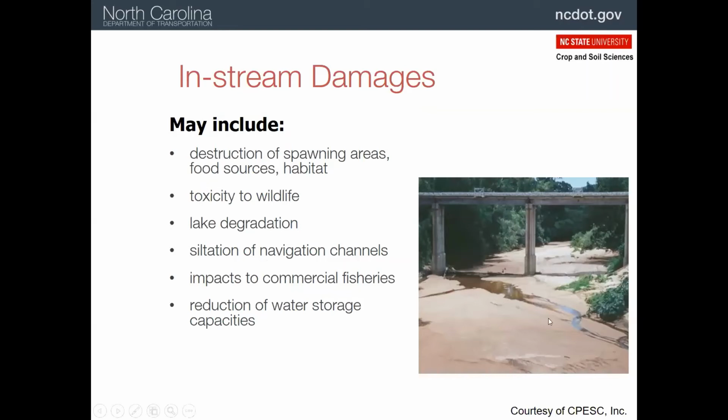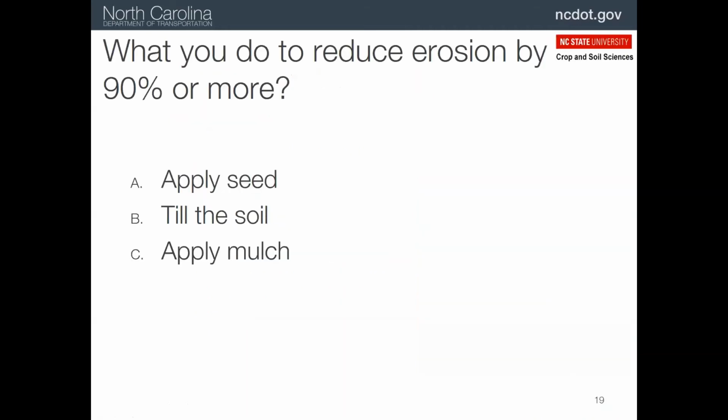This is an old picture. Fortunately, I don't think we're going to see this anymore, but this is before we had good sediment controls that were required. And in this case, this stream is completely filled up with sediment. And when they did a biological assessment in here, they found really nothing living, none of the life that you'd expect to see in a creek. So you don't want to see that, and that's why we have regulations now to force us to keep that sediment on our site. So how can we reduce erosion by 90% or more?